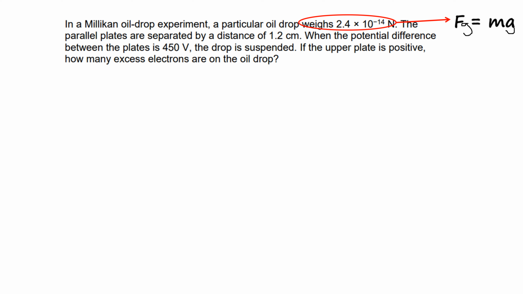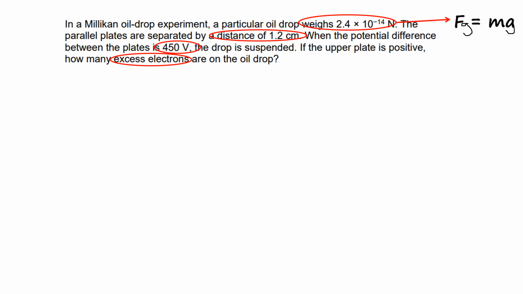And the parallel plates are separated by a distance of 1.2 centimeter. We would convert this into an SI unit, which would be 0.012 meters. When the potential difference between the plates is 450 volts, the drop is suspended. If the upper plate is positive, how many excess electrons are on the oil drop? And we're calculating the excess electrons.